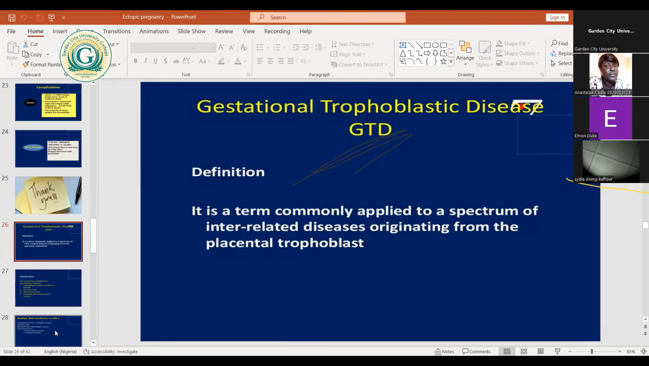We also talked about gestational trophoblastic disease, GTD. This is a term commonly applied to a spectrum of interrelated diseases originating from placental trophoblast. That is why it is called gestational trophoblastic disease. We all know that trophoblast has to do with the placenta, and placenta only comes up during pregnancy, during the gestational age.